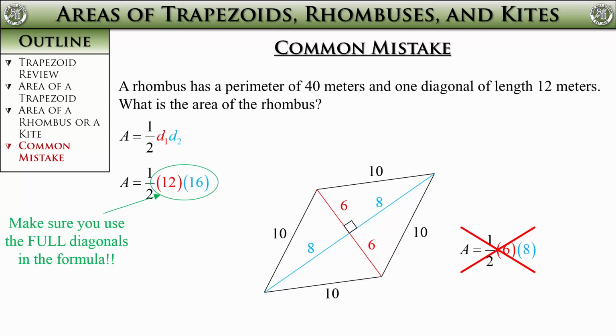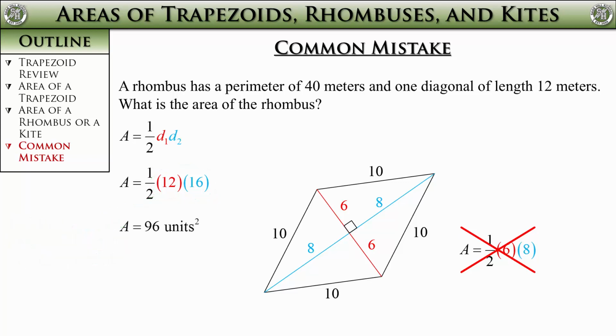That is the correct way to do it. D1 and D2 are the full diagonal lengths, not half the diagonals. The same error happens with kites too. Now just multiply it out so you get a final answer of 96 units squared.